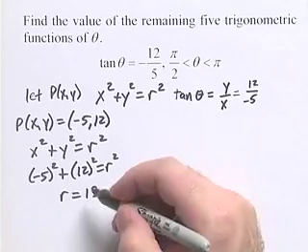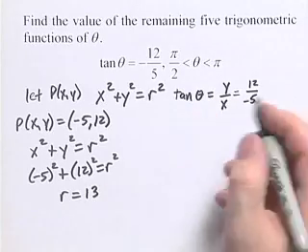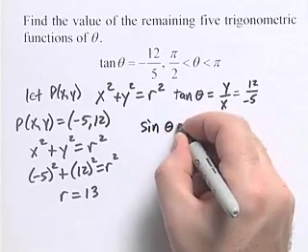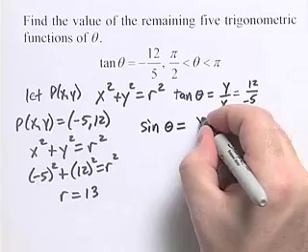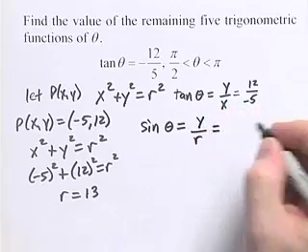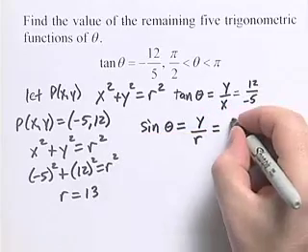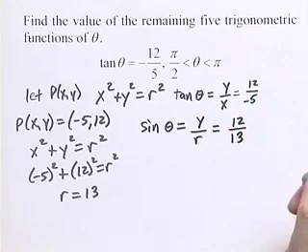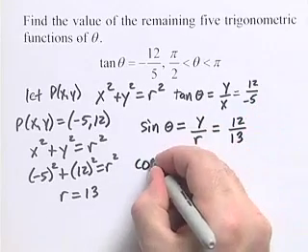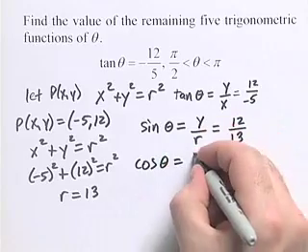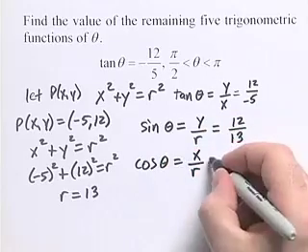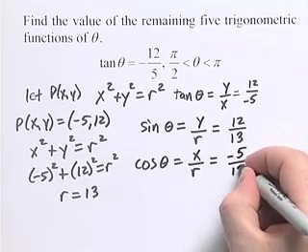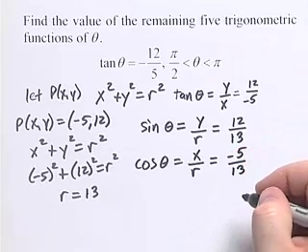Now we know x, y, and r, we'll find the remaining 5 trig functions. We'll start with sine. The sine of theta is equal to y over r. We know that y is 12 and r is 13, so we get sine of theta is 12/13. For cosine theta will be x over r. Put in our value for x, that's negative 5. R is 13, so cosine is negative 5 over 13.